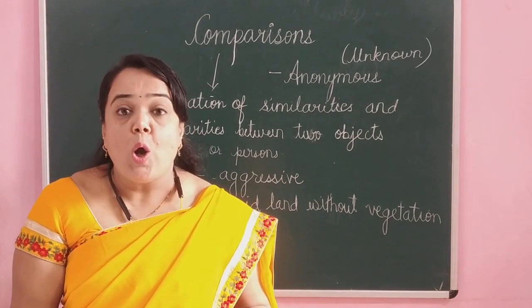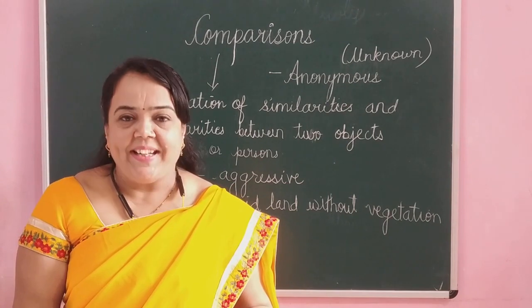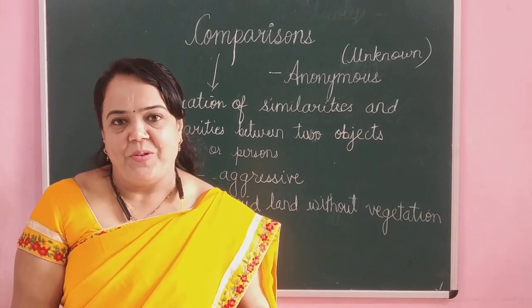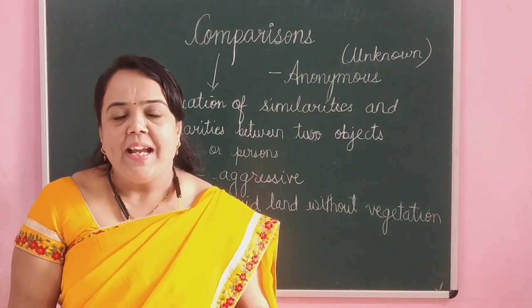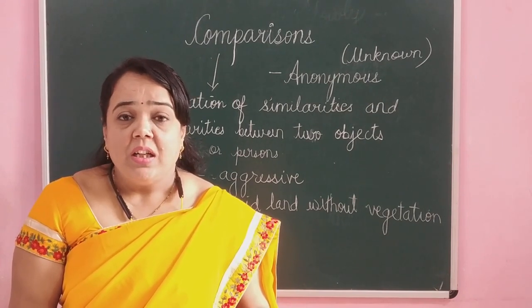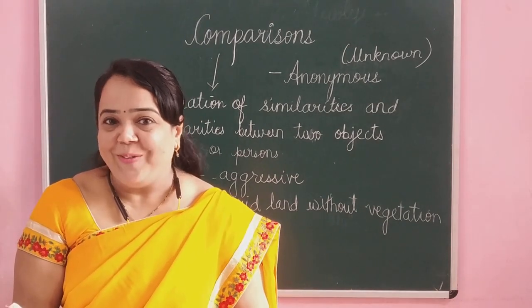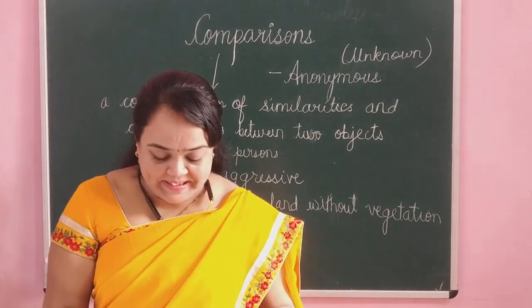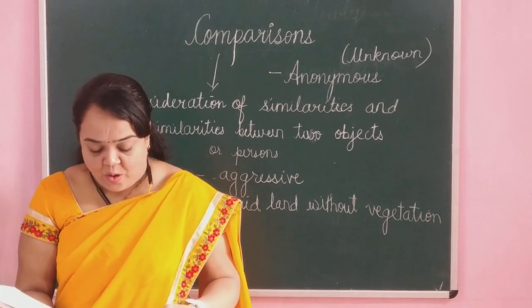Strong as an ox. Weak as a kitten. Ox is considered to be very strong. Weak as a kitten. The small one of a cat, how is it? Very delicate. Weak.